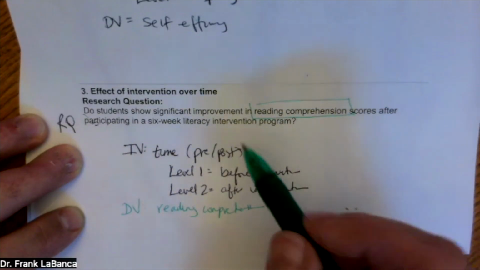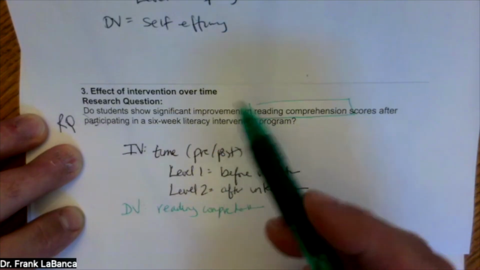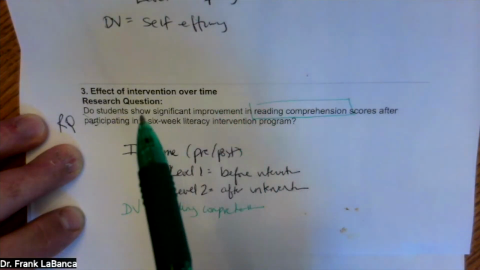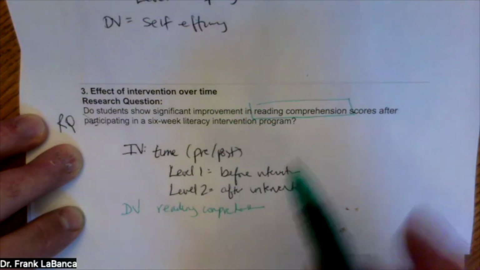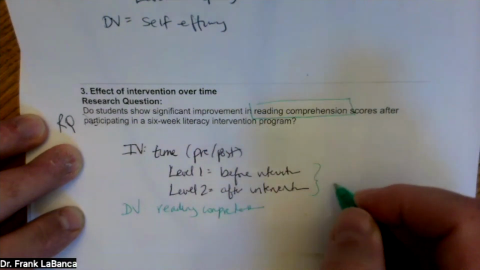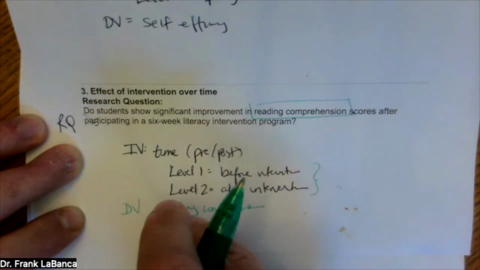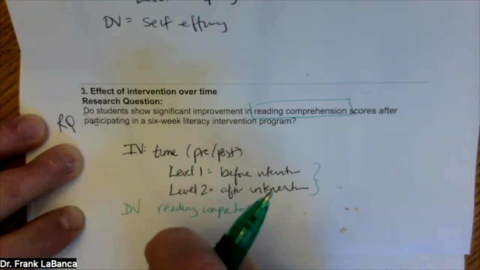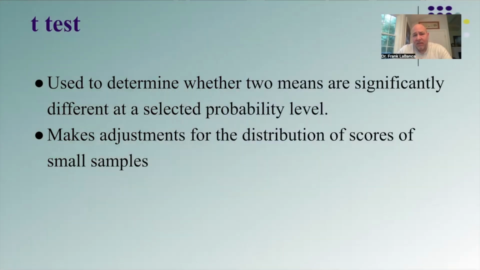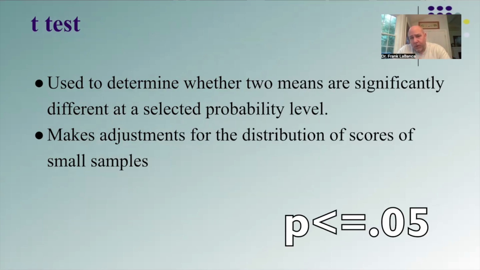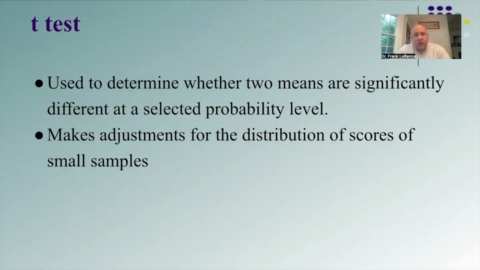Okay. So looking at independent variables and dependent variables. For the t-test, the independent variable is always going to be categorical. So this will always be categorical or nominal level data. The dependent variable will always be interval or ratio level data. The t-test itself is used to determine whether two means are significantly different at a selected probability level. And of course, in education, we're always at p is less than or equal to 0.05. Sometimes you have to make adjustments for distribution of scores if the samples are particularly small.